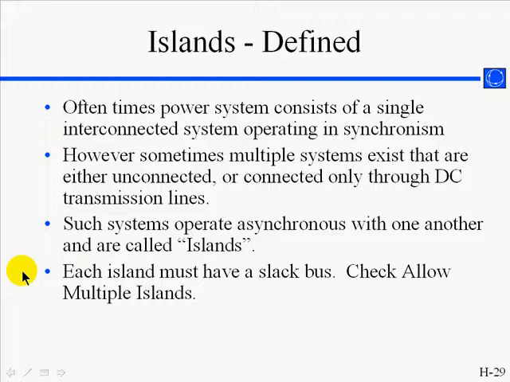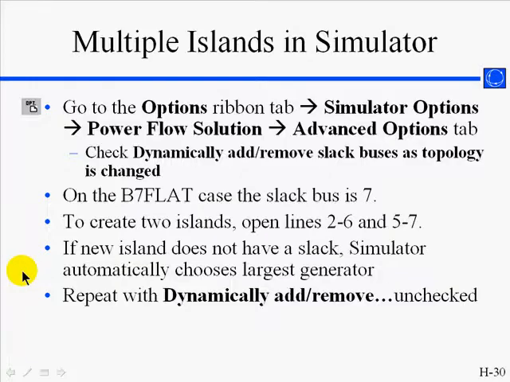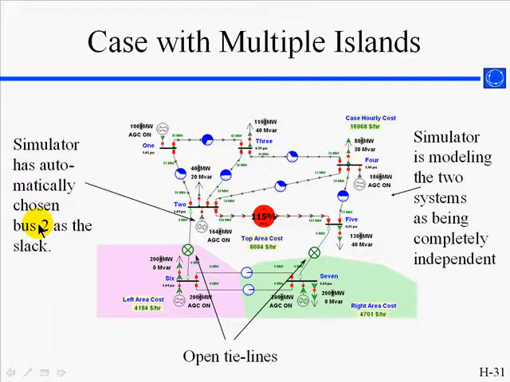These slides talk about that example that we ran through earlier. So on the Advanced Options, you can check the box that dynamically allows Simulator to add and remove slack buses as the topology is changed. And you can sever the 7-bus system into 2 separate islands. And here's a one-line diagram of what that system would look like, in this case, with the line between bus 2 and 5 in service.